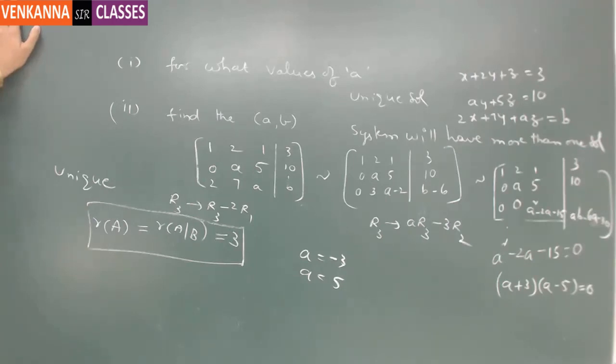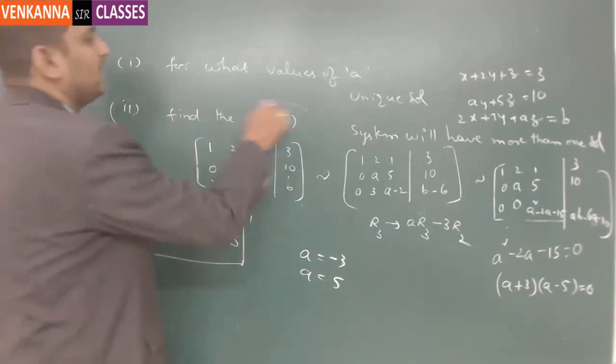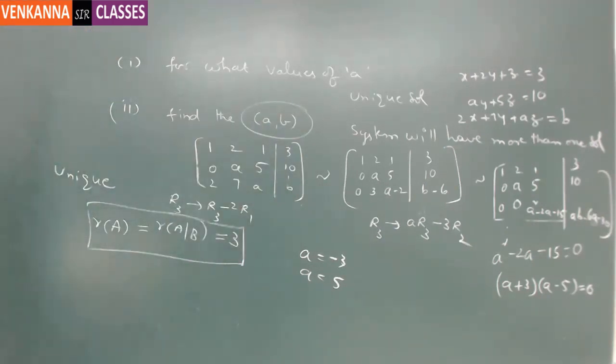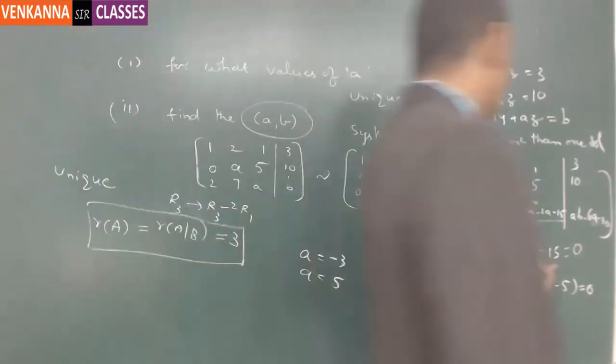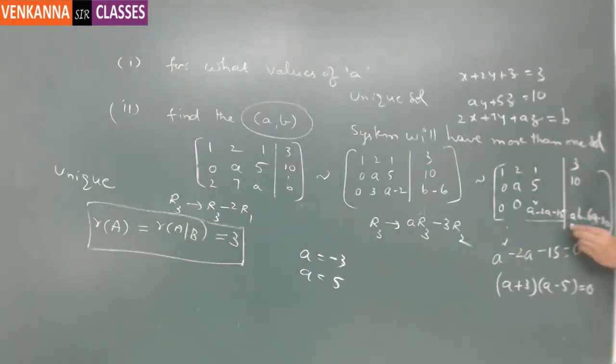So in this module, we have completed part 1 of the question. Now let us go with part 2. We need to find the corresponding values of a and b to have more than one solution. In other words, you will have an infinite number of solutions. So in order to have an infinite number of solutions, both values must be equal to 0. This must be equal to 0 as well as this must be equal to 0.